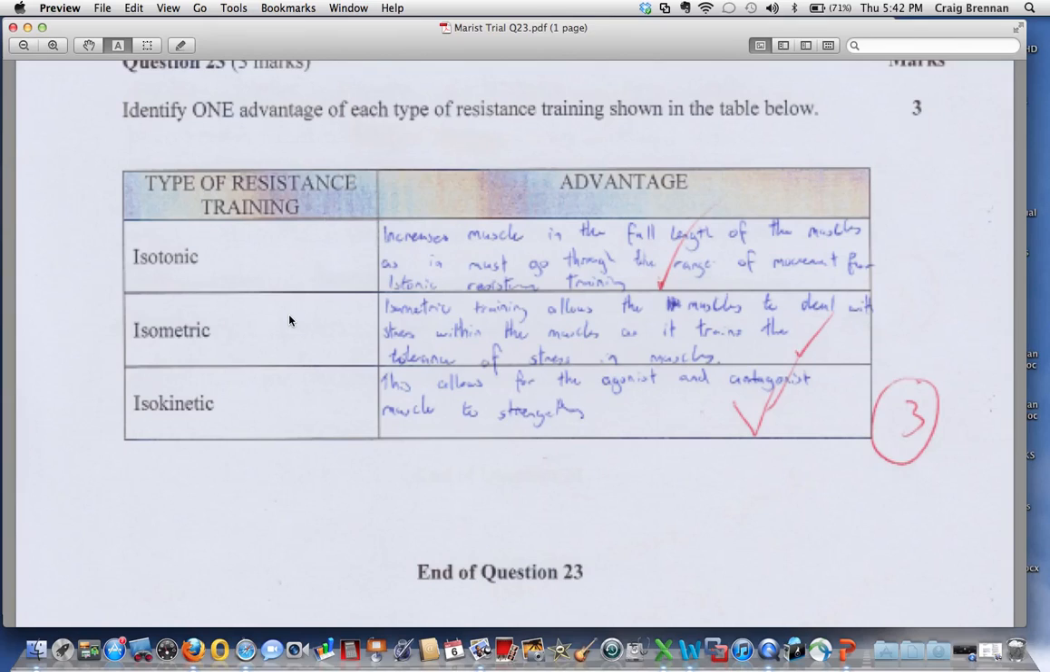Isokinetic is maximal tension throughout the entire range of motion. So through all phases of the lift, there is tension. Maximal muscle fatigue leads to greatest overload. There's a constant speed, and it isolates the muscles a lot easier. So they're the things that you need to really concentrate on for that answer there.